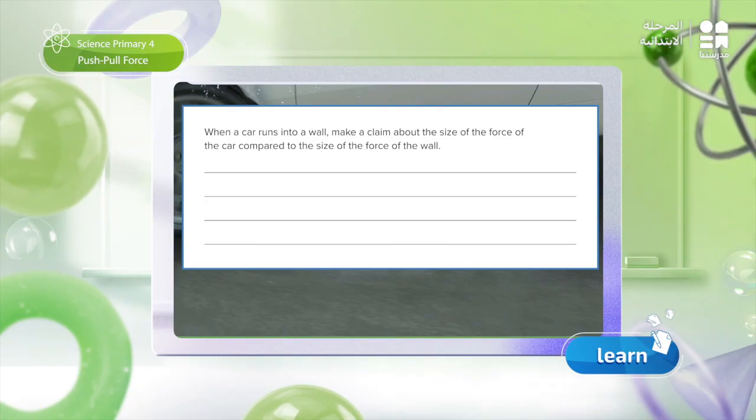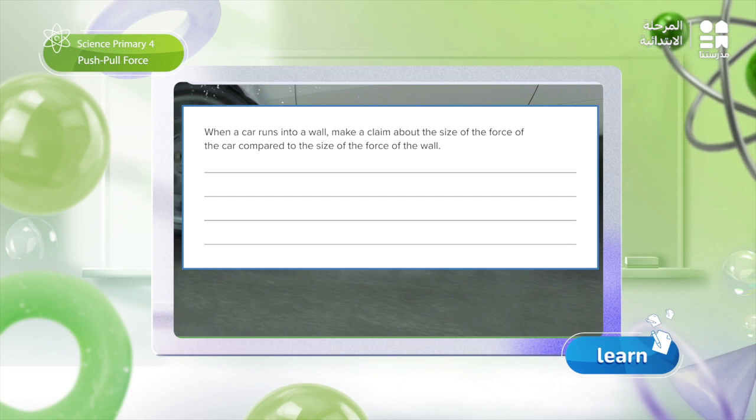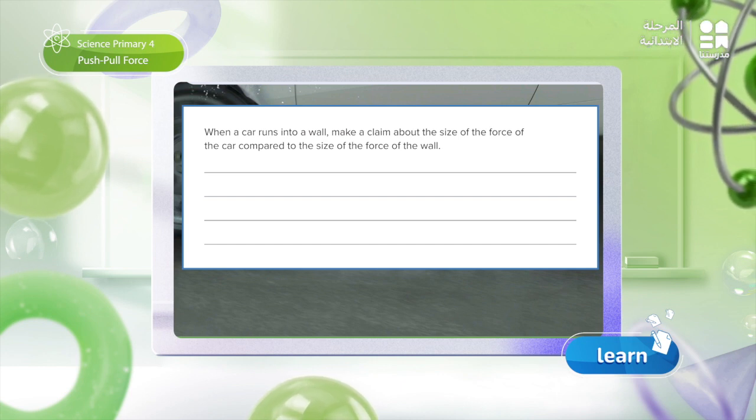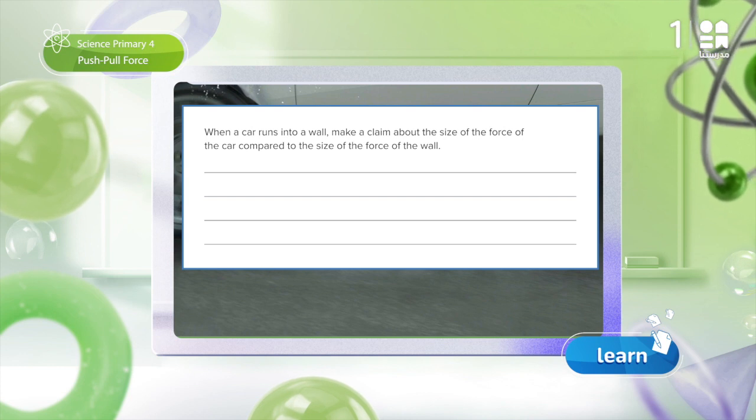Let's write now the answer to the question on page 149. The question is, when a car crashes into a wall, what do you think of the size of the force of the car compared to the size of the force of the wall?